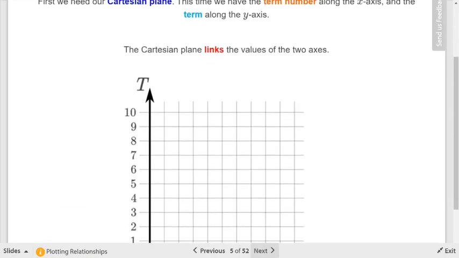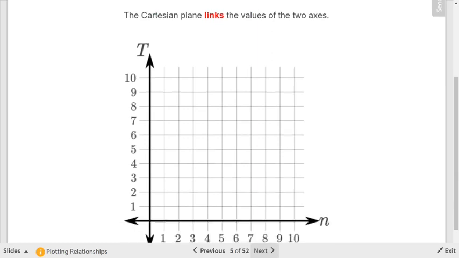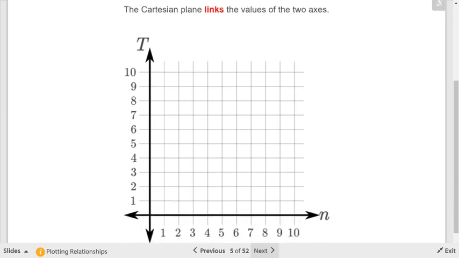So this graph is an example of what's called the Cartesian plane. Hopefully it's not brand new to anybody, but even if it is, we're going to talk about it.